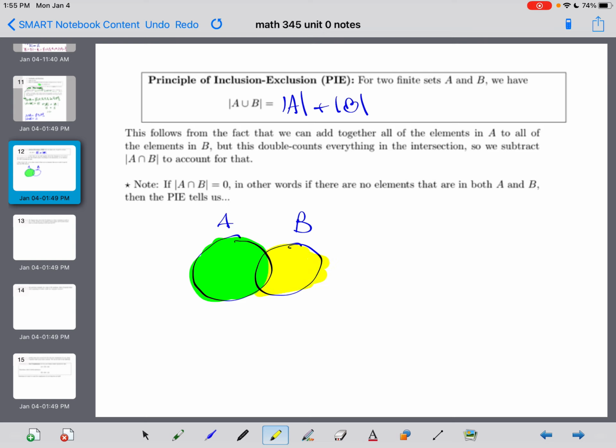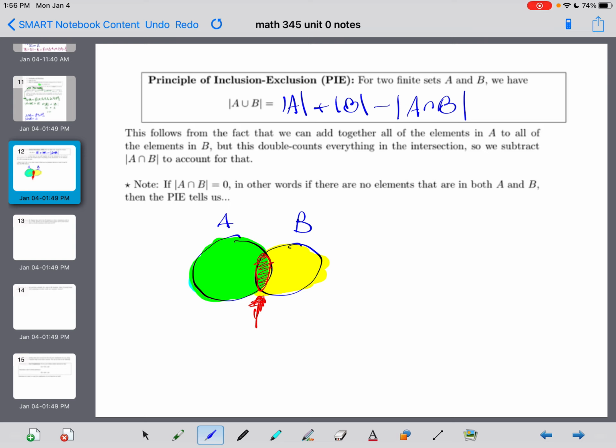But the problem here is that we've now double counted any elements that lie in the intersection. Right? Any elements that lie in both A and B have been counted twice. They were counted when you looked at the cardinality of A, and they were counted again when you looked at the cardinality of B. We don't want to count them twice. We only want to count them once, which means to compensate for this double counting, we have to subtract the cardinality of A intersect B. And this is what the principle of inclusion-exclusion says.